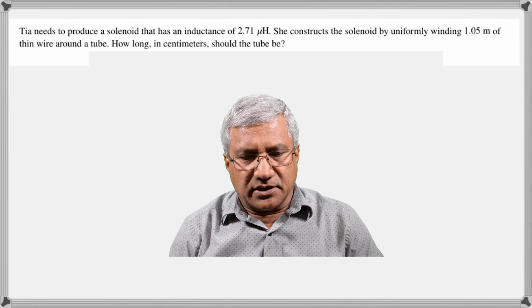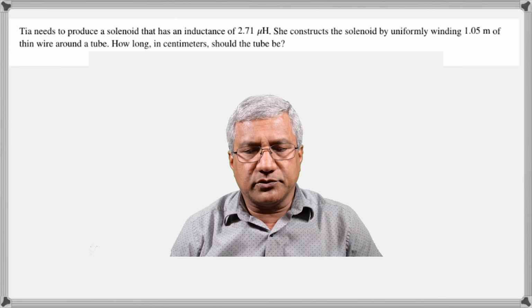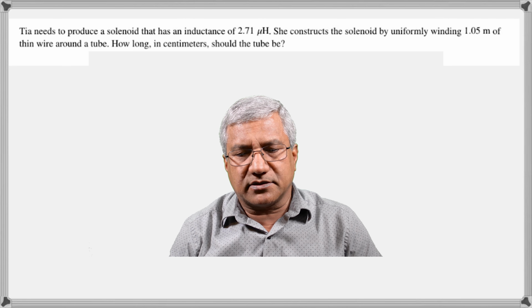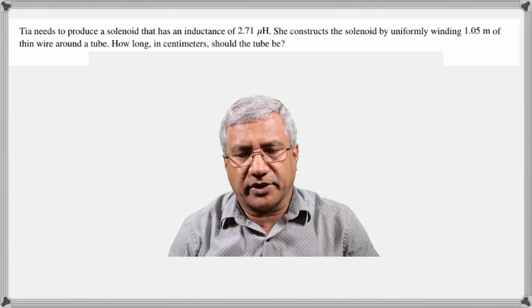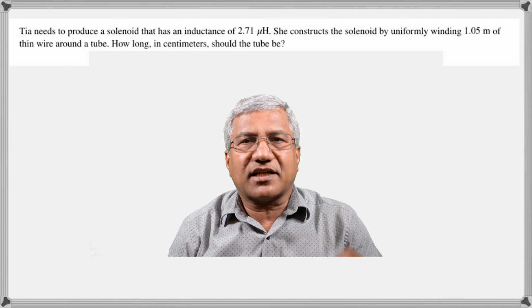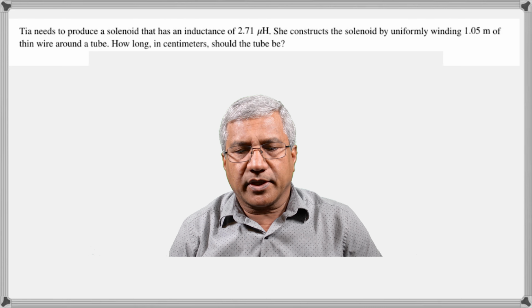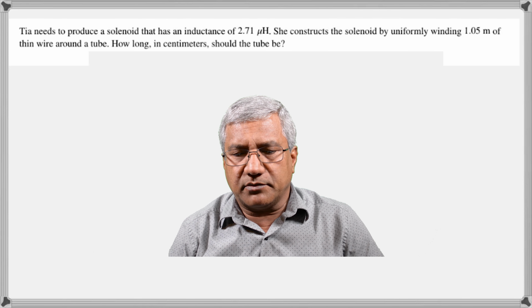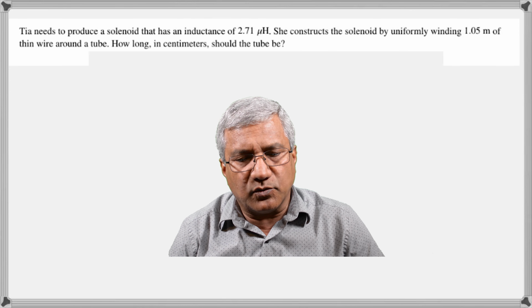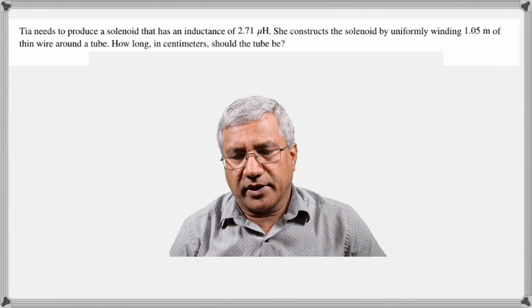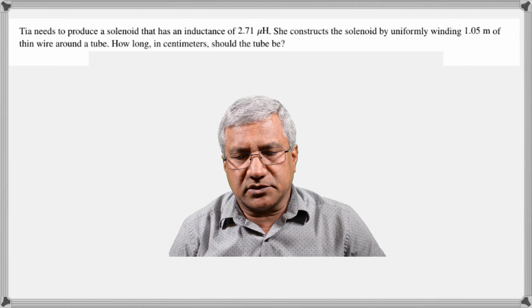So here is a question on inductors that was a little bit difficult for students. The question is, Tia needs to produce a solenoid that has an inductance of 2.71 microhenry. So the inductance is given, and she constructs the solenoid by uniformly winding 1.05 meter of thin wire around a tube. How long in centimeters should the tube be?